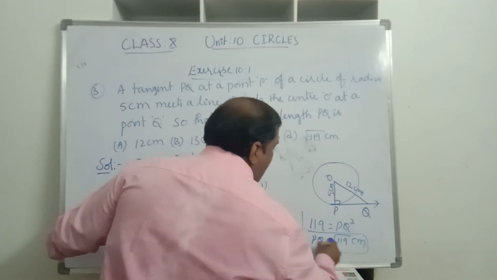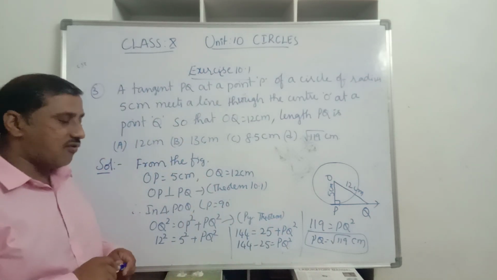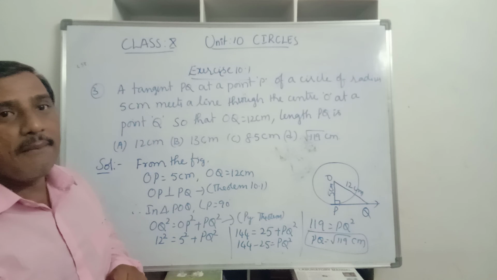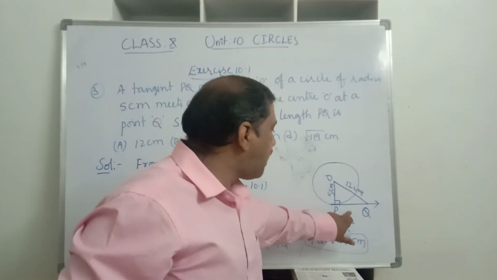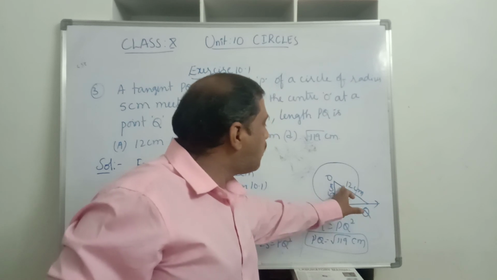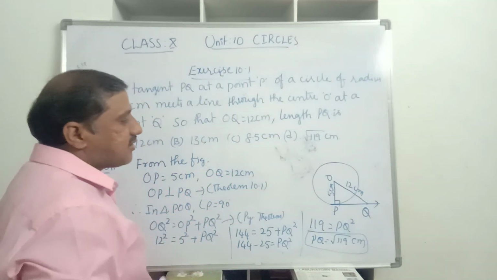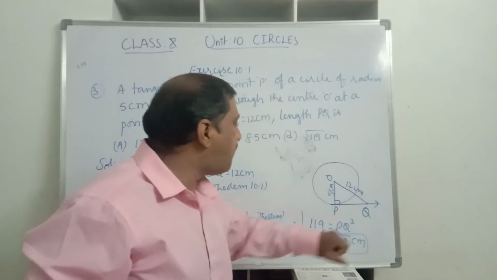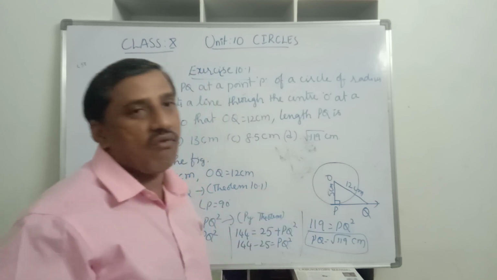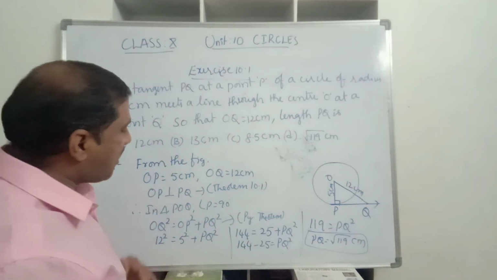So we found the length of PQ by using the concept of what? Theorem 10.1 and Pythagoras theorem. Sometimes they will give you the radius and PQ, and they are asking you to find OQ. In that case also we will apply the Pythagoras theorem and find OQ. Sometimes OQ will be given and PQ will be given, and they are asking you to find the radius. In that case also we will find it by using the Pythagoras theorem.